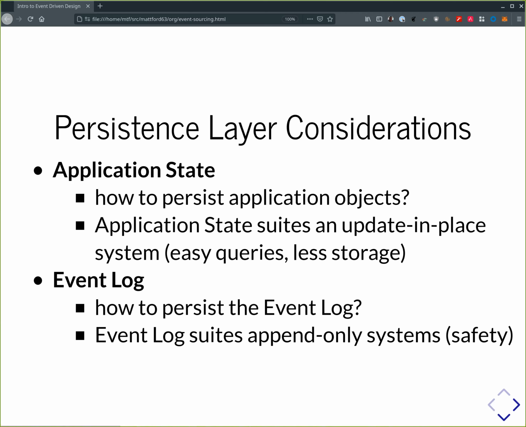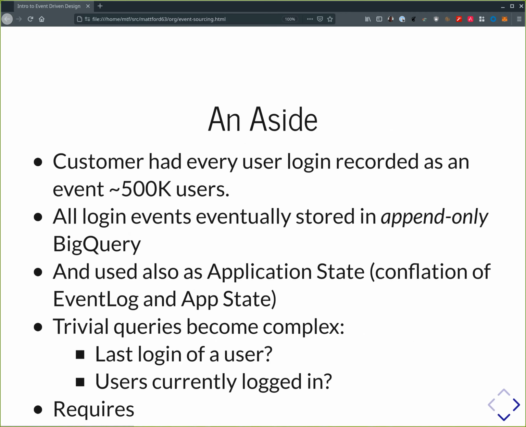Whereas the event log, you're never going to get the same event log twice, because it's based on time. So ideally, you want an append-only system. You don't have to, but if you do, then you have a built-in safety that you will never overwrite a log or anything like that. And this has some real-world implications.